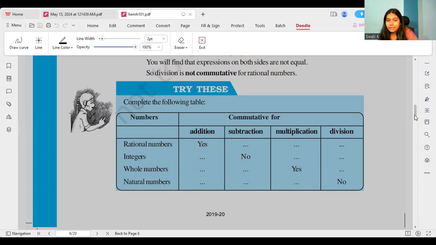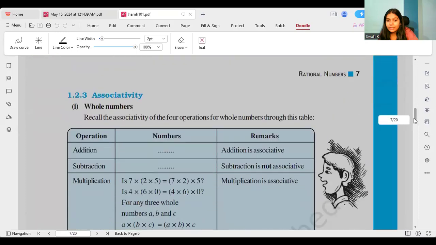So let's go to the next one. Now we have the associative property, and I think that the video will be very, very long. So maybe I'll be making another part for this. And that is it for today.